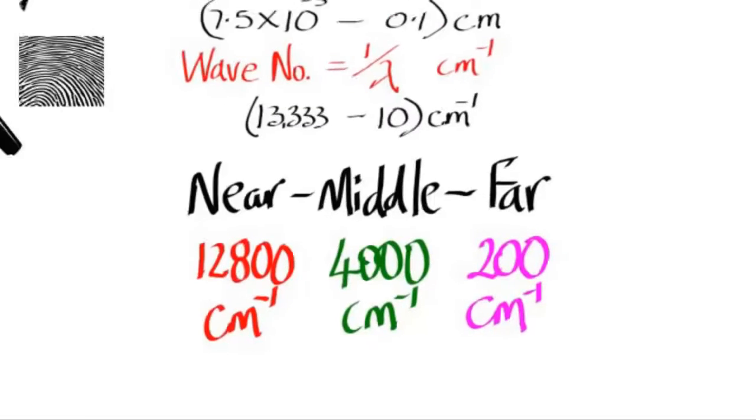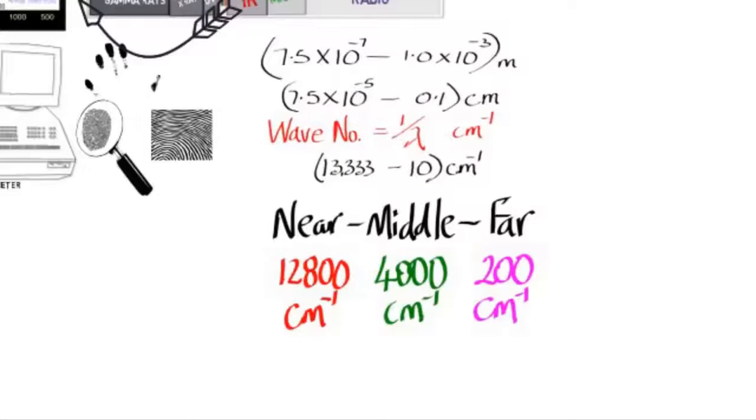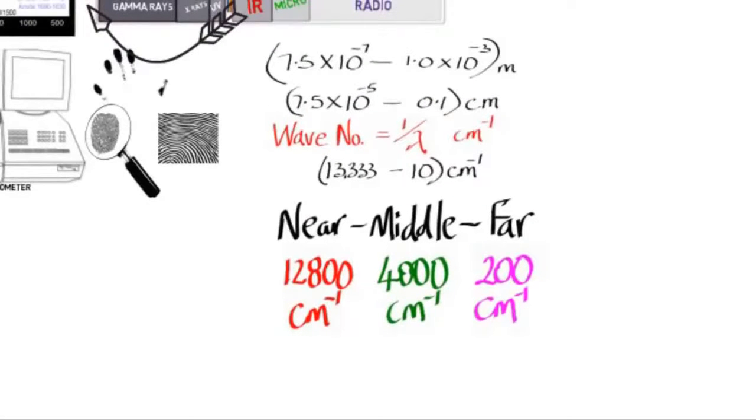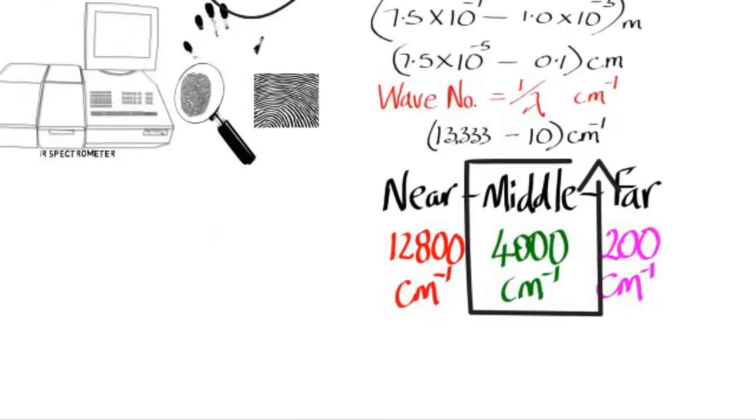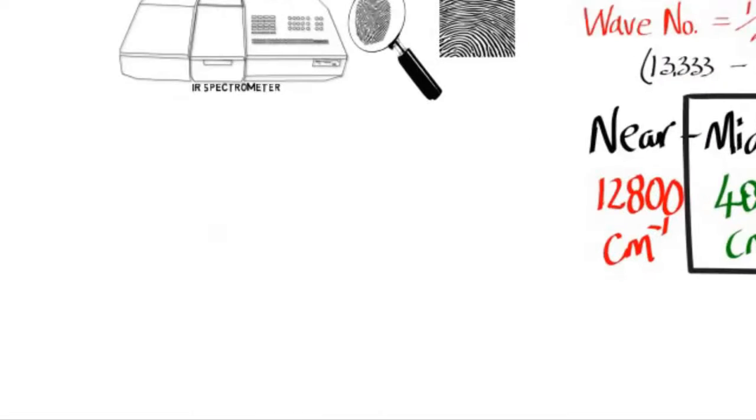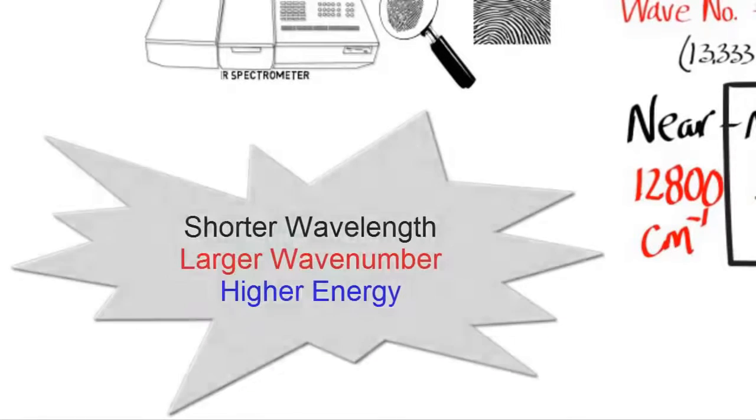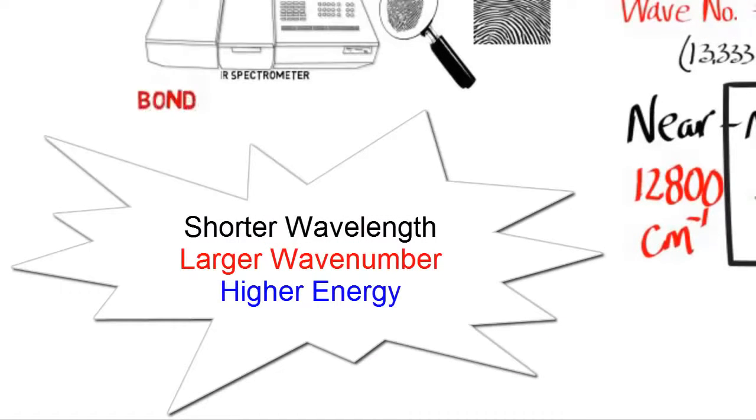middle and far regions. Near infrared stretches from 12,800 to 4,000 reciprocal centimeters, middle 4,000 to 200 reciprocal centimeters, and far infrared from 200 to 10 reciprocal centimeters. It's the middle region that is most useful for the analysis of organic compounds using infrared spectroscopy. So the region 4,000 down to 200 reciprocal centimeters. Note that the larger the wave number, the higher the energy.